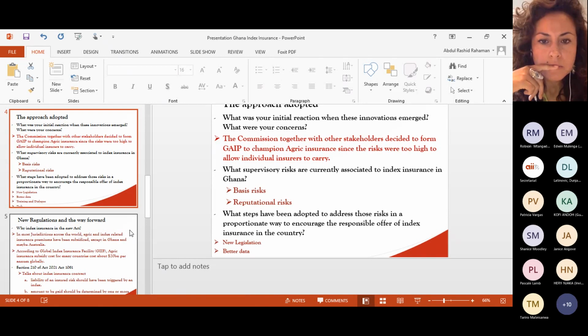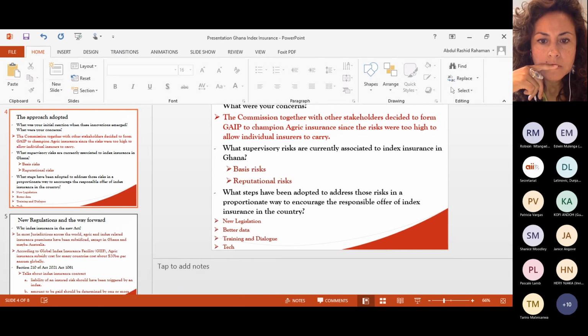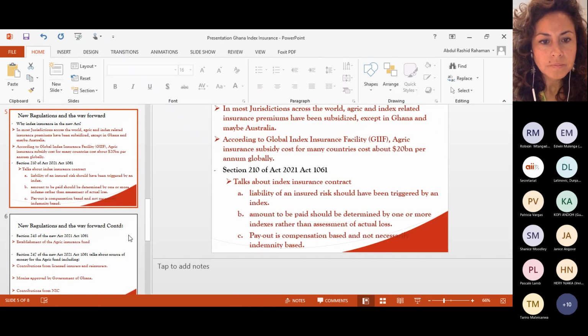And the steps adopted to help improve this are the fact that we have a new legislation, we are training and we are dialoguing with the industry to see how we can put up new insurance products that will help the smallholder farmers. And we are looking at technology as well. We have inclusive insurance and innovative provisions in our new act. So these are some of the interventions the regulator is taking to help.